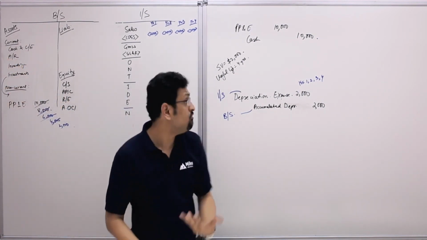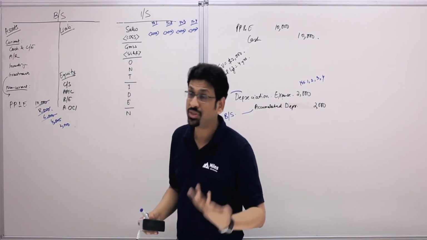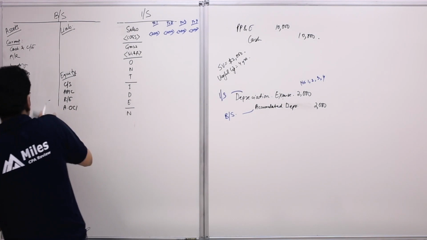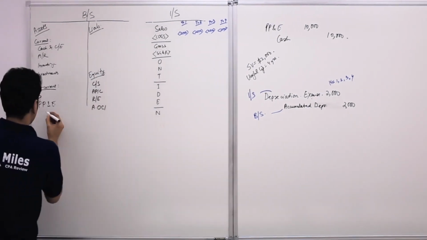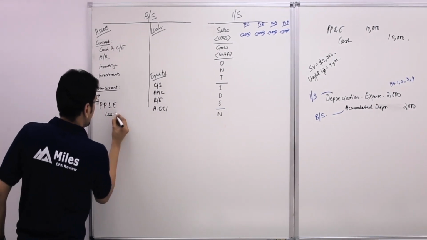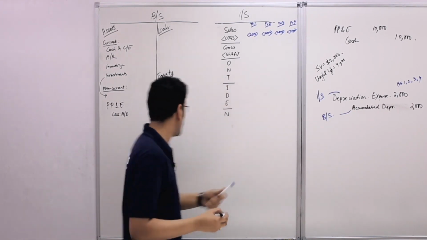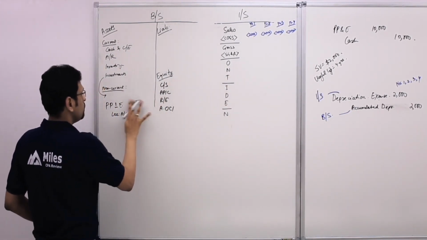Similarly, now we have depreciation to accumulated depreciation. Accumulated depreciation is a contra asset to PP&E. So let me put it all here: PP&E less accumulated depreciation. Now when we want PP&E at $10,000 historical cost, we'll keep having this number, $10,000, here. So let me use the blue pen for this.